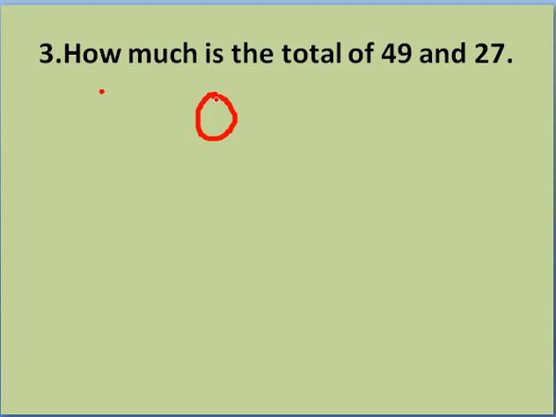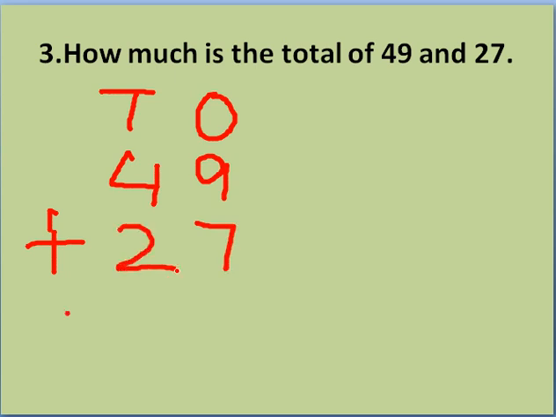Again we will do it in the same manner. First we will write the places ones and tens. Okay, then we will write the number. In this number 49, 9 is at ones place and 4 is at tens place. Adding it, we will put the symbol of addition. In this number 27, 7 is at ones place and 2 is at tens place. So here I am writing 7 and 2 at tens place. Now we will add it.